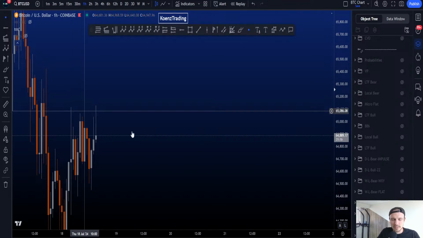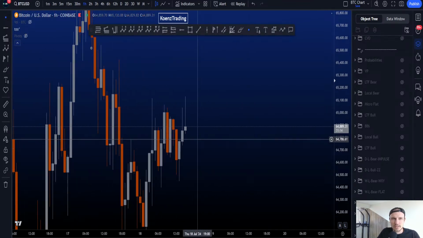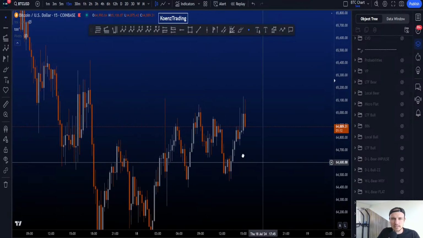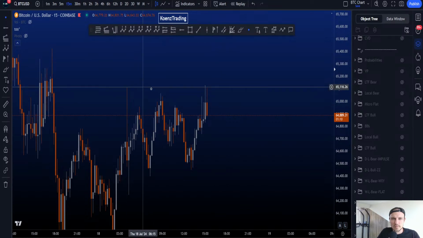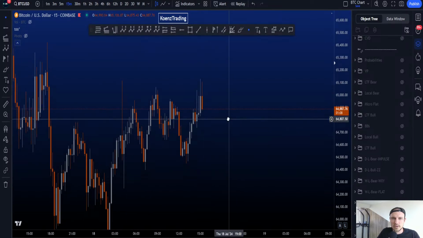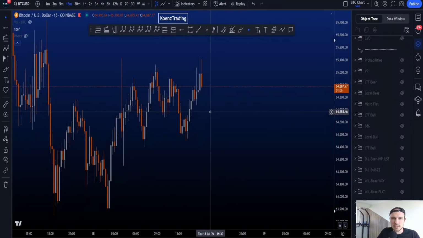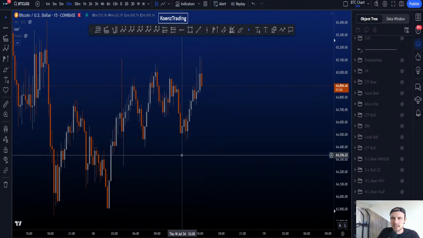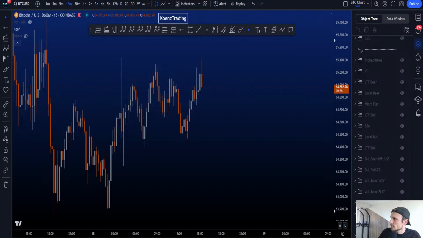We took the high here. Okay, so that happened while we were analyzing. We swing failure the high pretty much, wicked it, immediately moved to the downside. So the local bullish CVDs have now played out. Very, very nice.